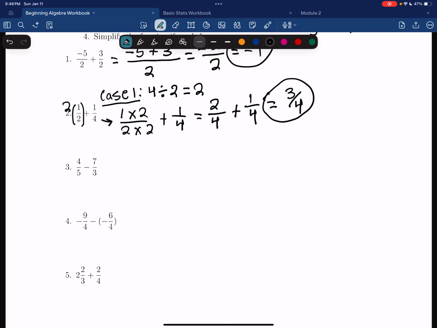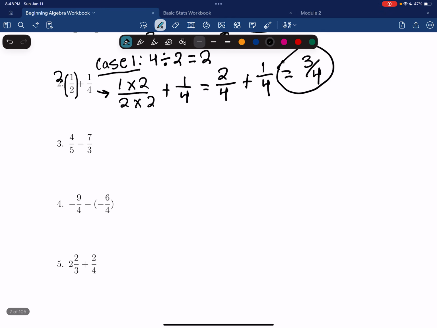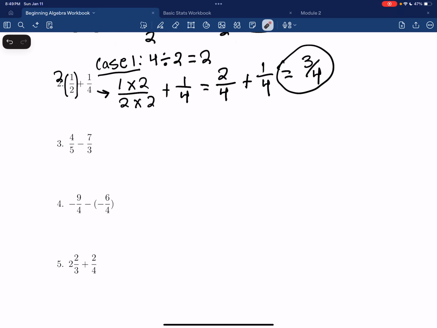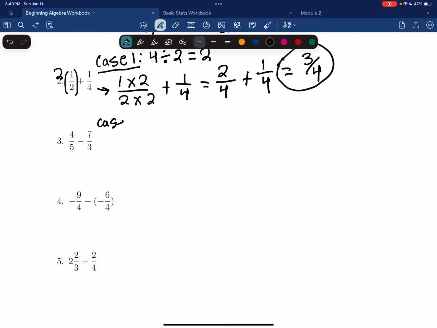Now looking at problem number 3, we don't have common denominators, so we're going to have to figure that out. So let's see if case 1 applies. Remember, case 1 only applies when we take the larger value and divide it by the smaller one and get a whole number. Well, 5, our larger value, divided by 3, that's not a whole number. So when this happens, this will be case number 2. When this happens, you take the two numbers, you do 5 times 3, and that'll get you 15. So 15 is your common denominator.